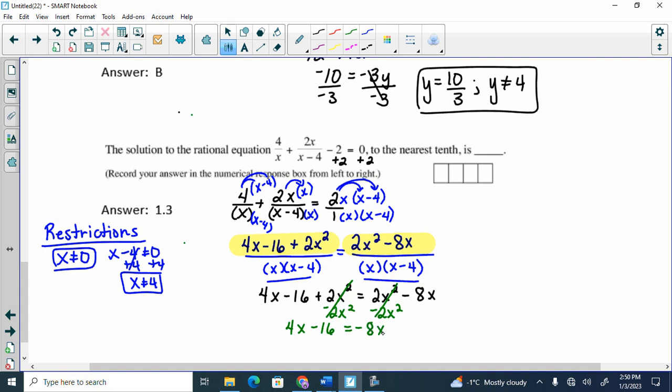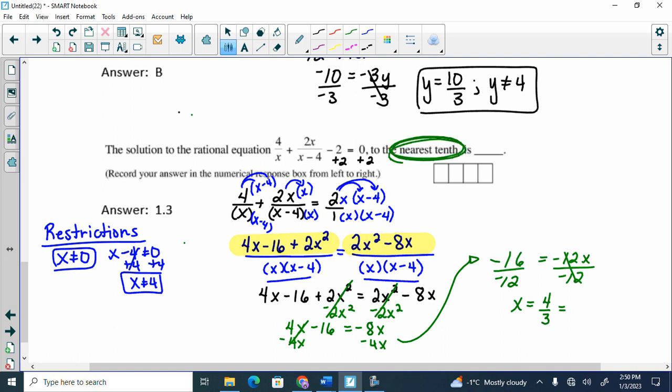My next step is to get my x's together, so I'm going to subtract 4x. So I get negative 16 equals negative 12x. Divided by negative 12. And x equals, take a 4 whole, so 4/3, which equals to the nearest 10th, that's one decimal place, 1.3.